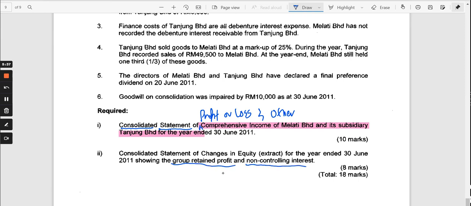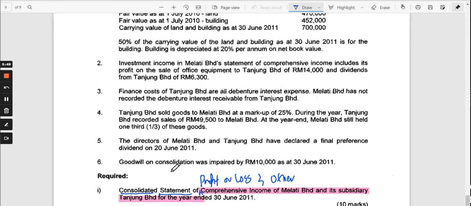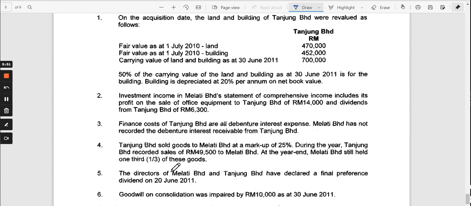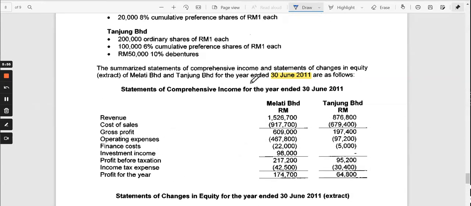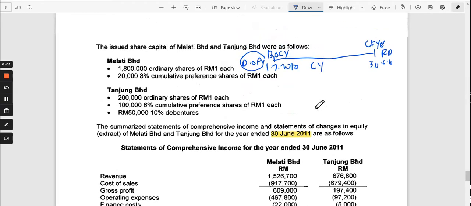That is non-controlling interest. How much is the non-controlling interest carried forward at the end of the year, and how much is the group retained profit carried forward? Right, so that was the situation. So what you can do now is look at the information given. These are the summarized statement of income and statement of changes in equity for the year ended 30th of June.